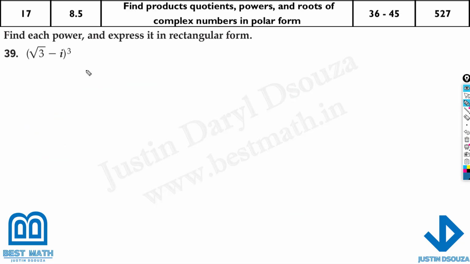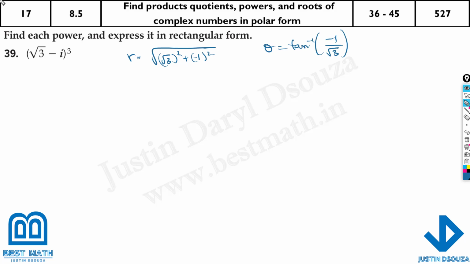Here we need to find the radius and the theta value. R will be equal to square root of square root 3 the whole square plus, now here it is minus 1 the whole square. What about theta? It is tan inverse of b. B is minus 1, but that doesn't matter. Only if the denominator value was negative, then we had to add pi. Here, nothing else. This is it.